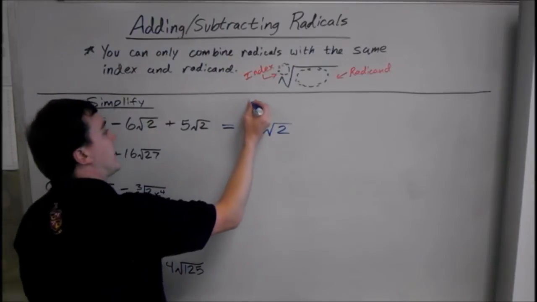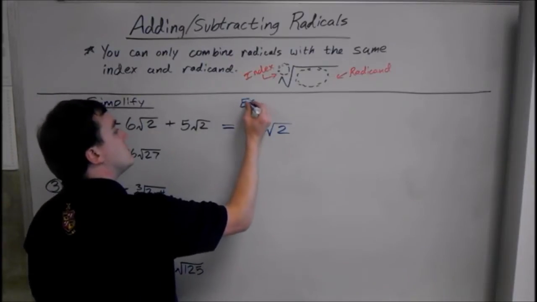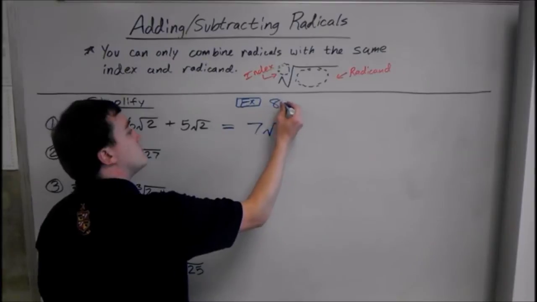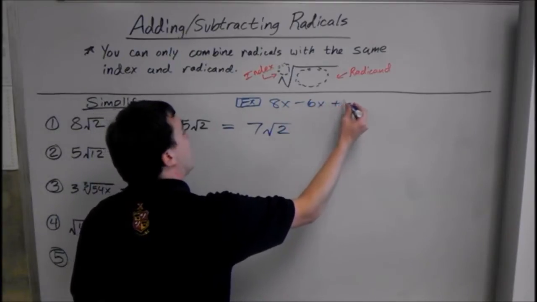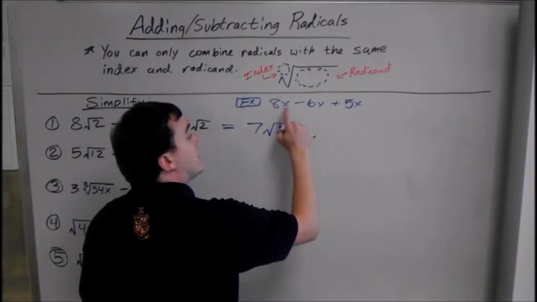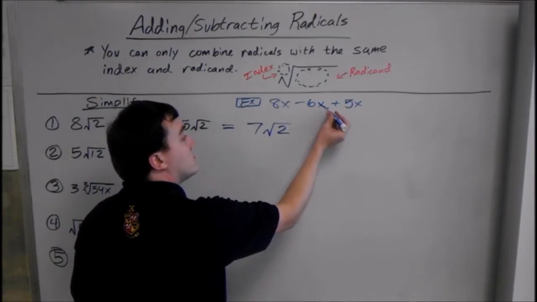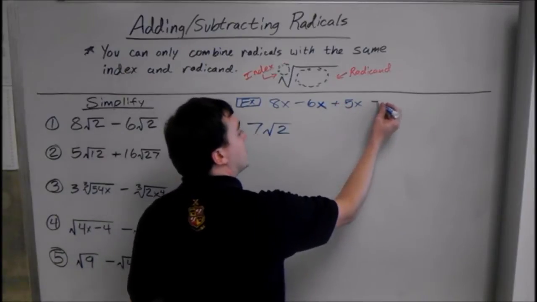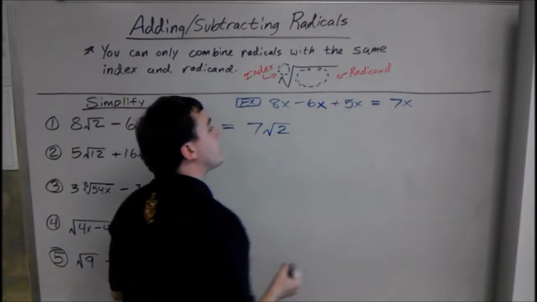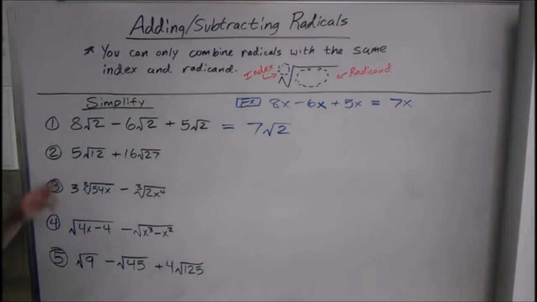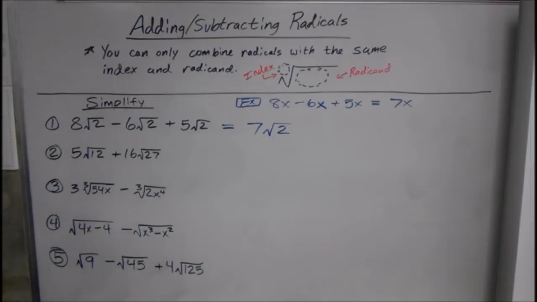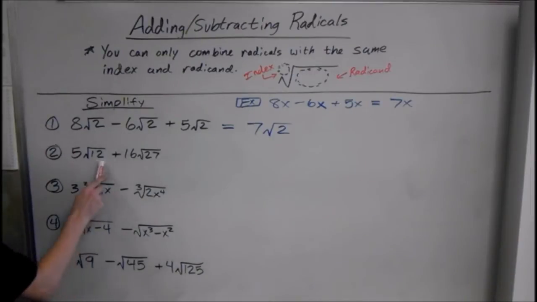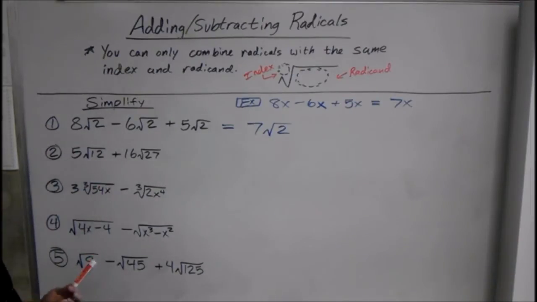When you're adding something like 8x minus 6x plus 5x, the x doesn't change when you add them together. You just get 7x. Right? So here, the root 2 is not going to change. You're just going to get 7 root 2. That's okay. Alright? So sometimes it might not look like you can add them together, but you can break up the insides so you can take something out of it.